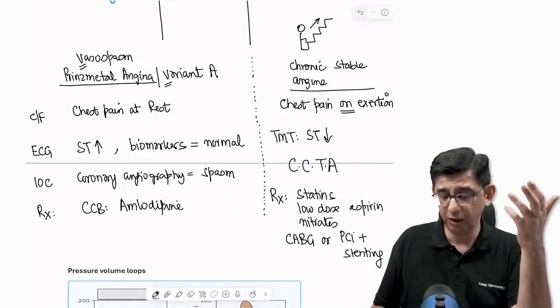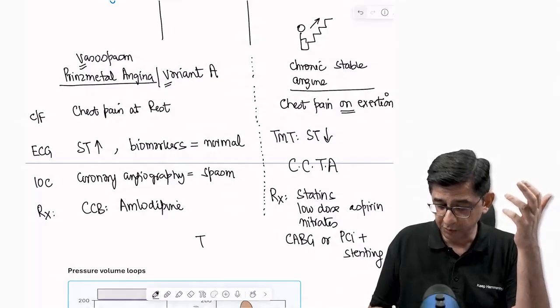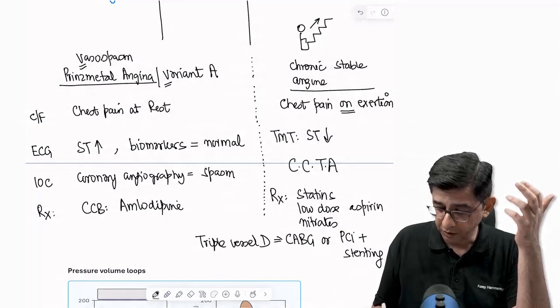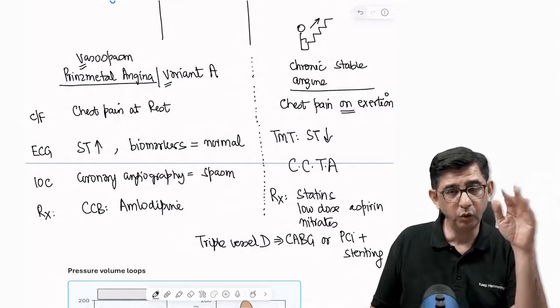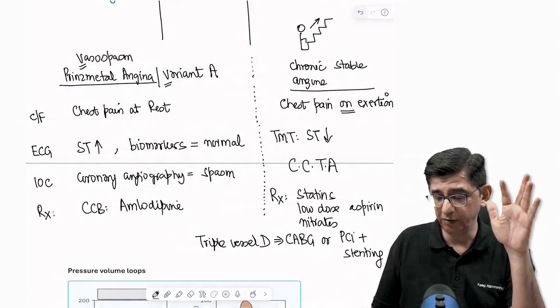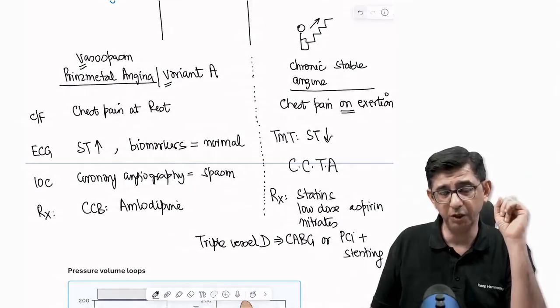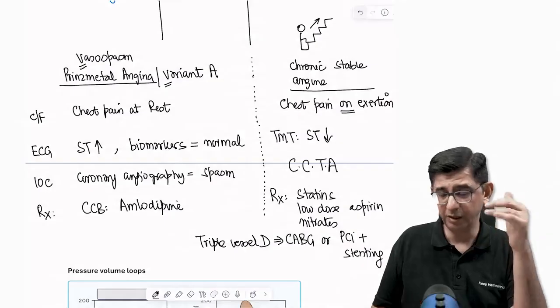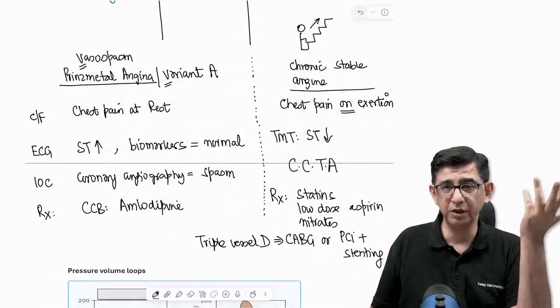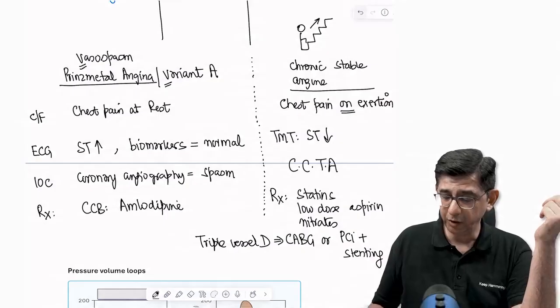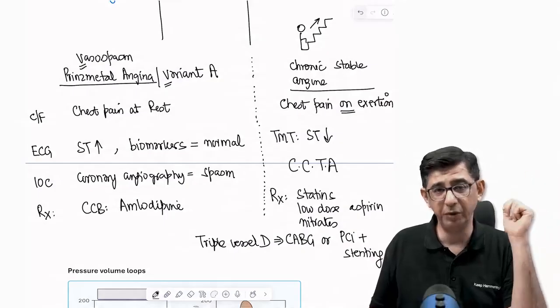I repeat this again. If he says that the patient has been diagnosed with triple vessel disease on the basis of coronary CT angiography, then statins will continue whole life, low dose aspirin will continue whole life, nitrates will continue, but CABG would be required. I'm not writing it next, but it's understandable if he says single vessel disease or double vessel disease, then percutaneous coronary intervention with stenting would be done.